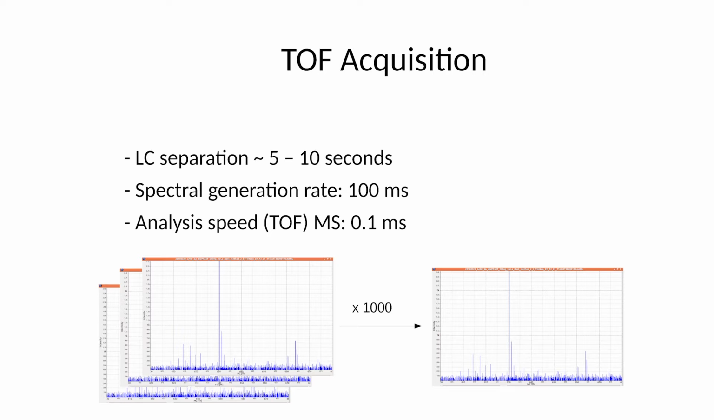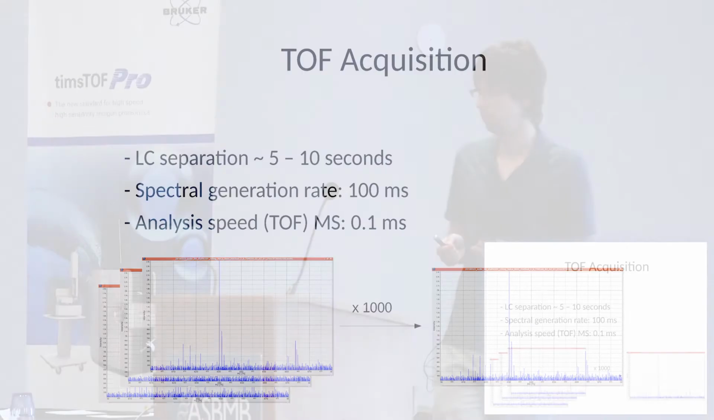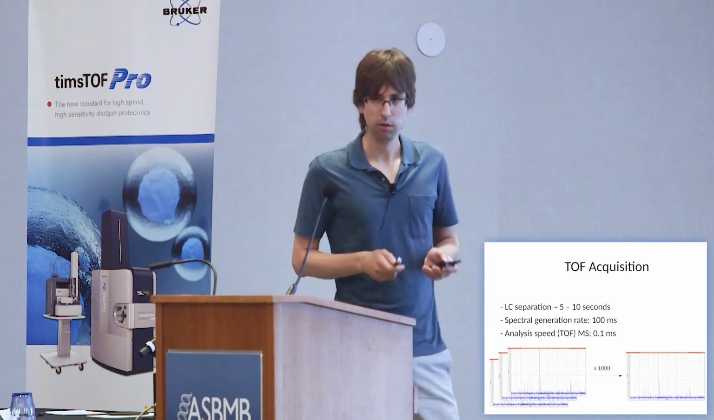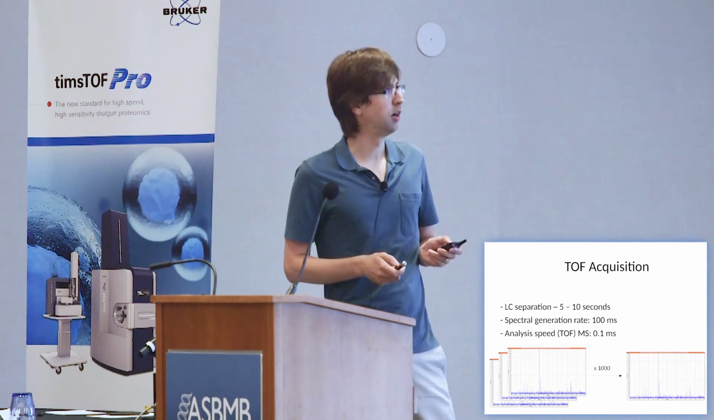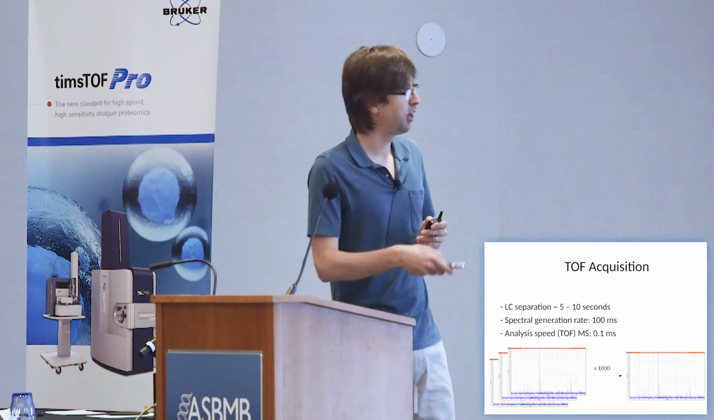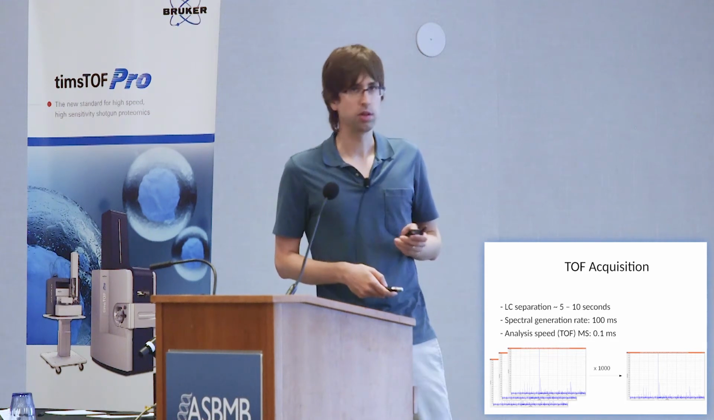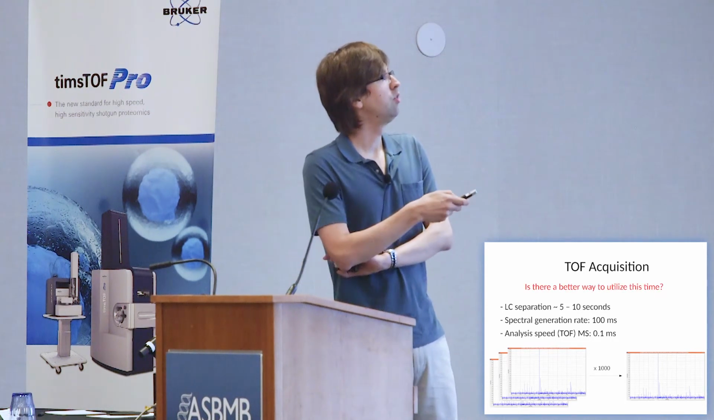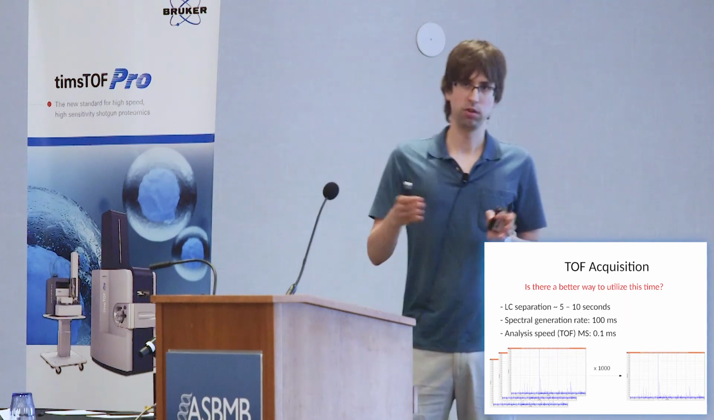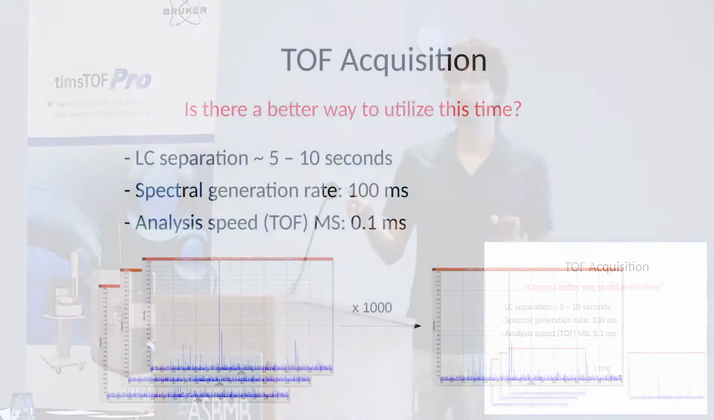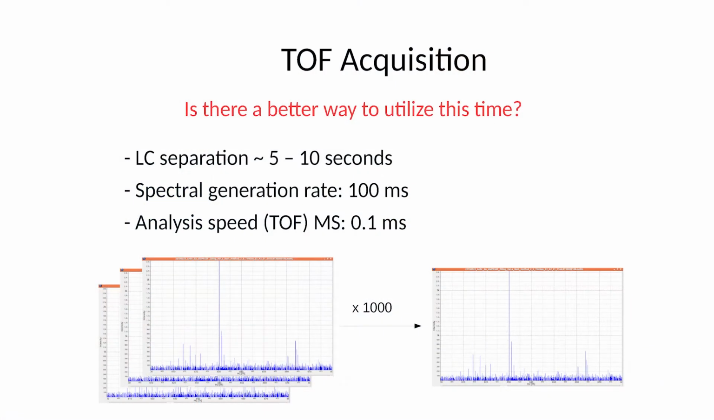So what the TOF instrument is actually doing is acquiring 1,000 individual scans and then simply averaging all of these scans. And so what we thought we could do is leverage this approach and try to use the time during which the TOF is doing its 1,000 acquisitions in a much better way.